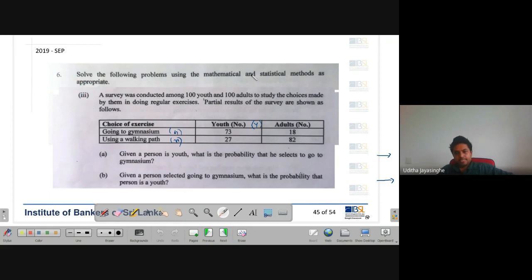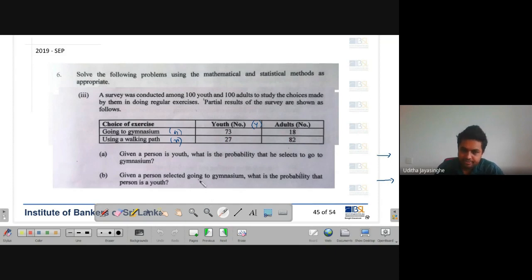A survey was conducted among 100 youth and 100 adults to study the choices made by them in doing regular exercises. Partial results of the survey are shown as follows. So there are youth and adults, 100 adults and 100 youth may have been taken. Yeah, that's what the question says. And there are 73 youngsters going to the gymnasium, and only 18 adults are doing so. While using the walking path, you can see the other side. There are only 27 youngsters, while a lot of adults are going to use the walking path. These are the statistics given.